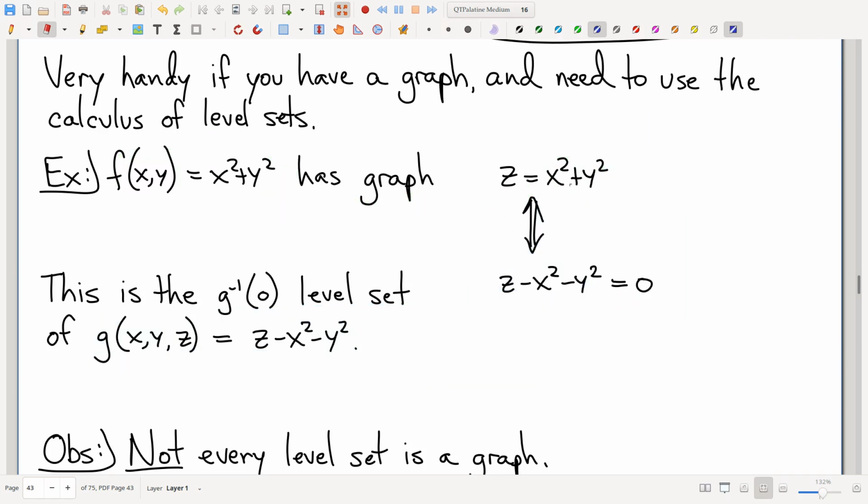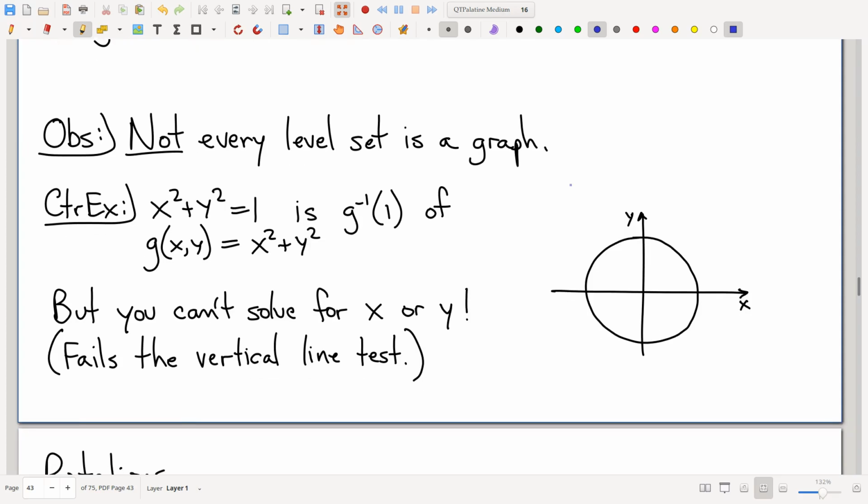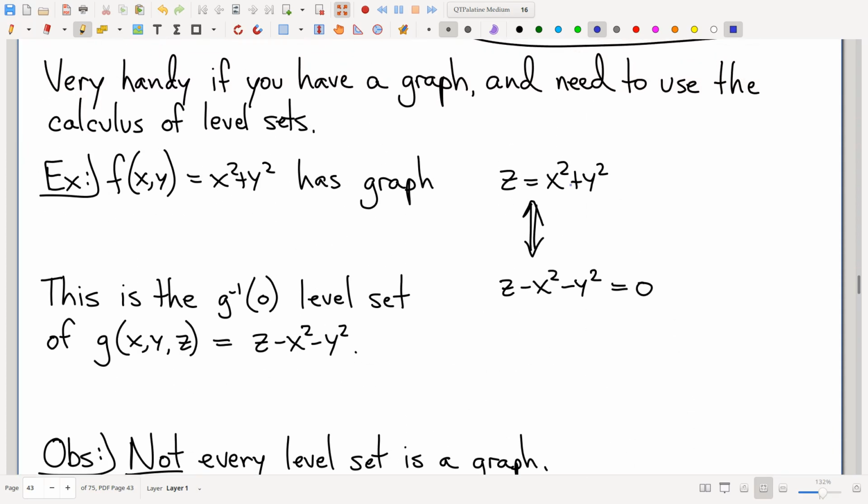Okay, now the bad news, the disappointment here is that this is, oh, sorry, you had a question. Why use the calculus of level sets? Yeah, well, why is it useful?